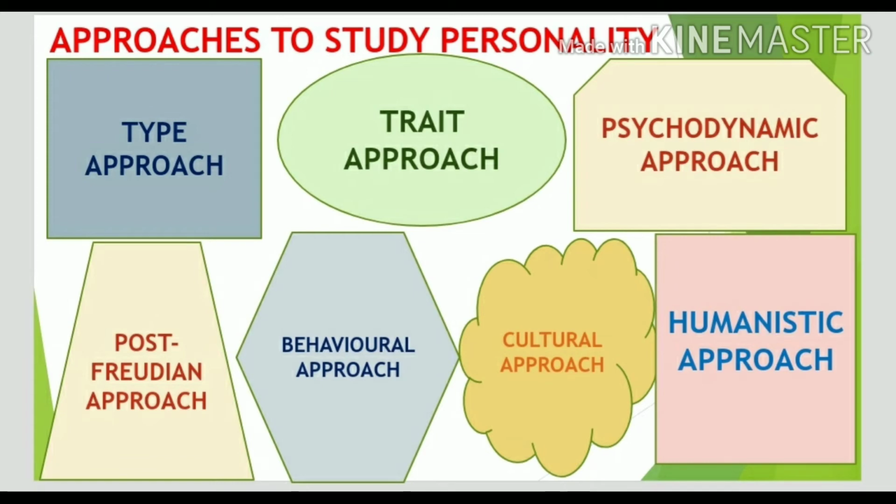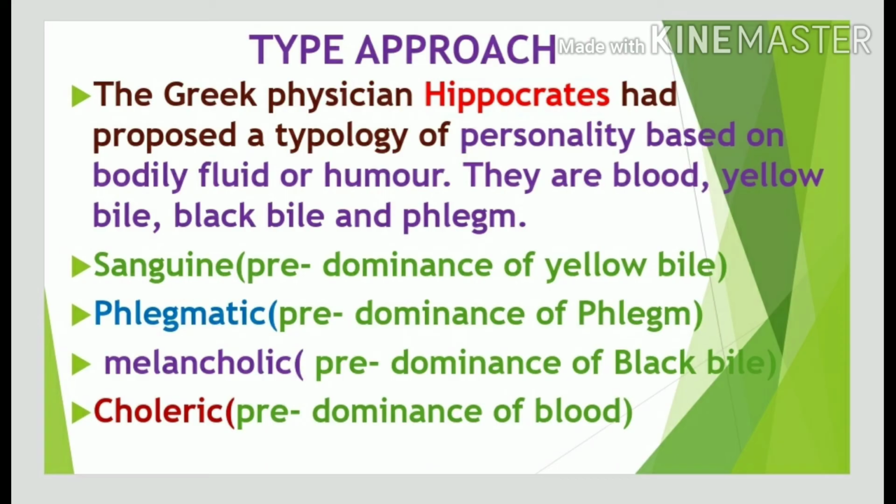And these 7 approaches are type approach, trait approach, psychodynamic approach, post-Freudian approach, behavioral approach, cultural approach, and humanistic approach. So, first of all, we will start with type approach. Psychologists who believed in this type approach are of the opinion that people can be divided into definite types on the basis of their body types, temperament, bodily fluids, attitudes, behavior, characteristics, features, and so on.